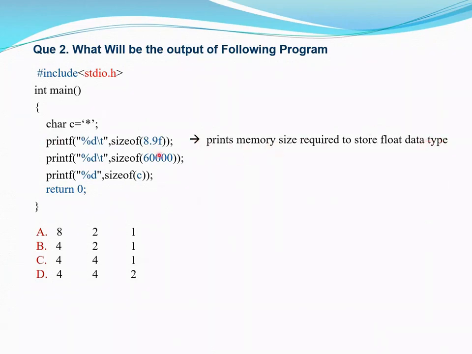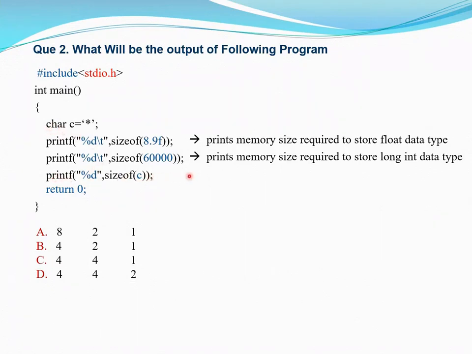Similarly in this printf function, the operand is 60,000, which is of long integer type. Therefore this function will print the memory size required to store the long integer data type. And in this printf function, the operand is variable c, which is declared as the character variable.